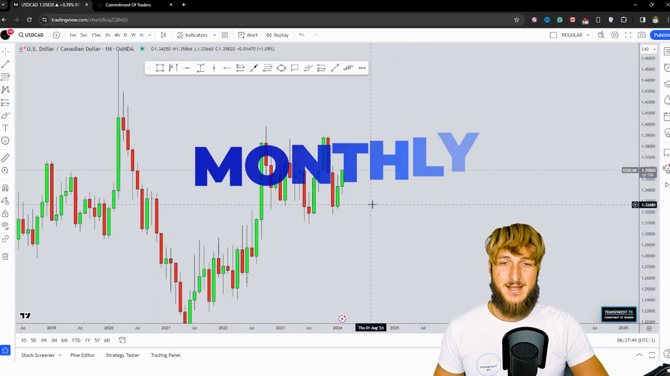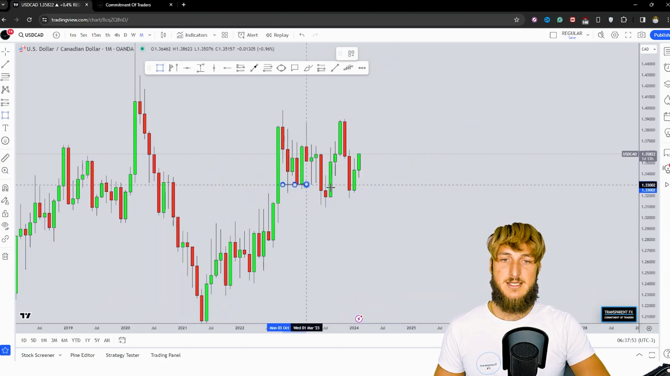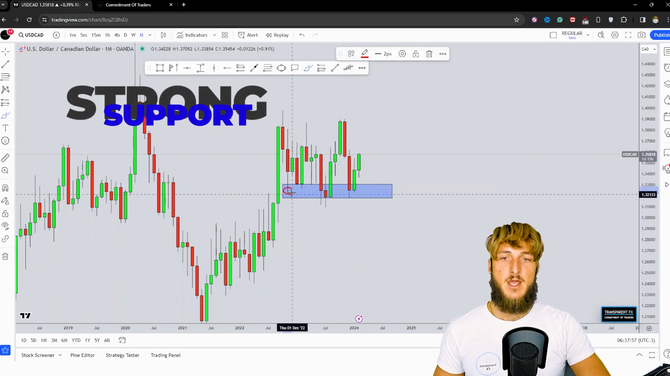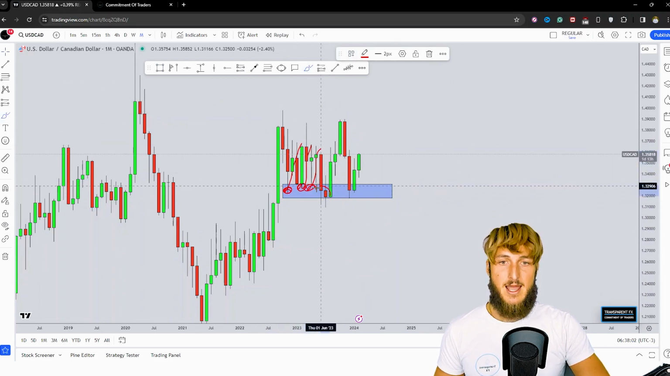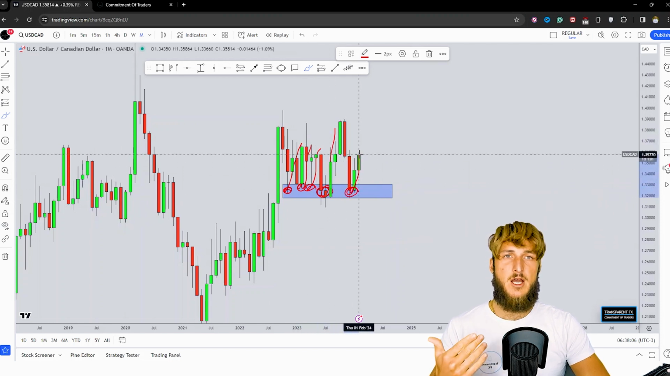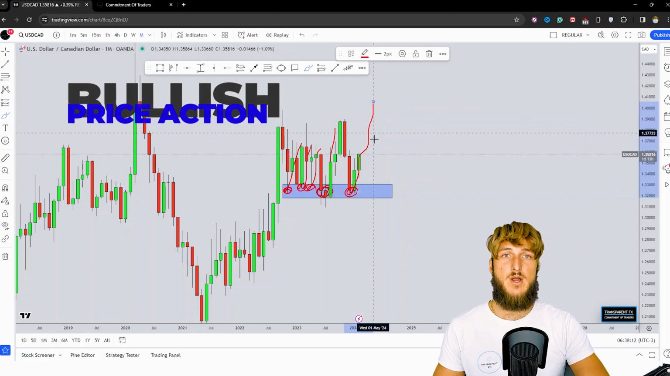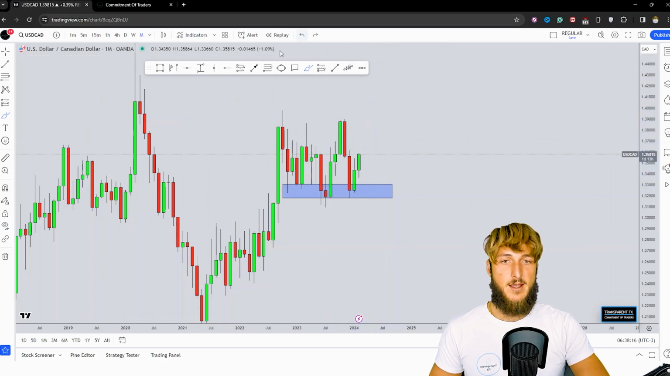Starting here from the monthly time frame, what we can see is that at the moment we have a market which is testing a quite strong monthly demand and support area. From here, in fact, multiple rejections to the upside have been created. Every single time that the market tested its zone, it rejected it to the upside. So from a monthly standpoint, everything seems quite bullish, and we could expect more bullish continuation to be created away from this monthly support and demand area.